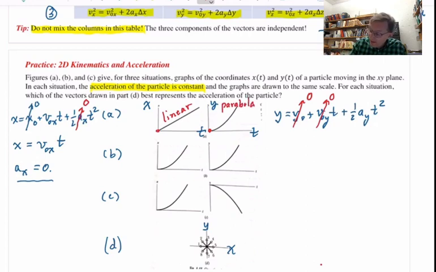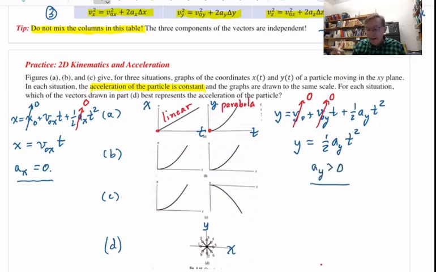Well, the coefficient of the quadratic term, because here's all that's left in my formula, is y equals 1/2 a sub y t squared. But that parabola for y versus t opens up, so a sub y must be positive. I can't give you an actual number, but I can tell you it's positive, just based on that graph of y versus t. So here I am in situation A. I've deduced that this particle is moving such that its x acceleration is 0 and its y acceleration is greater than 0.